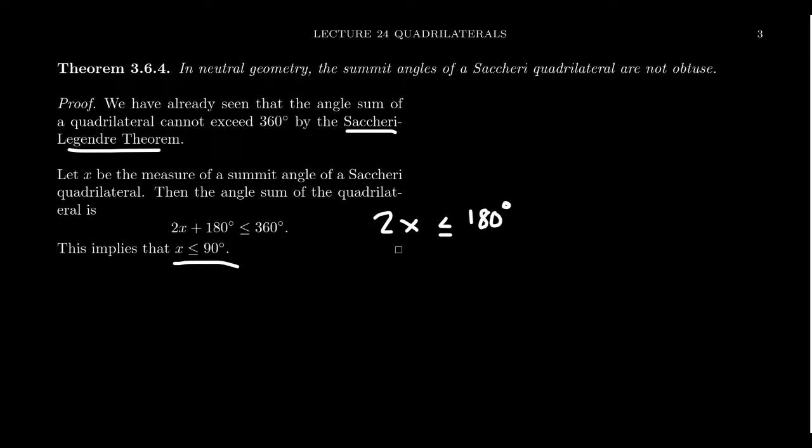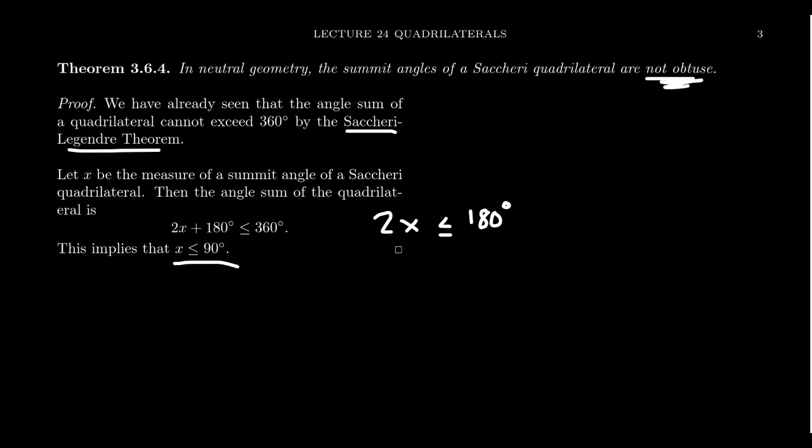He said that he proved that the angles can't be obtuse, but he was never able to prove that the angles couldn't be strictly acute. Because that's what this theorem allows for us, right? The summit angles of a Saccheri quadrilateral, they could be right, giving a rectangle, or they could be acute. And as we will see, the summit angles being right, that is, the existence of a rectangle, is equivalent to the Euclidean parallel postulate. And the angles being acute is equivalent to the hyperbolic parallel postulate.